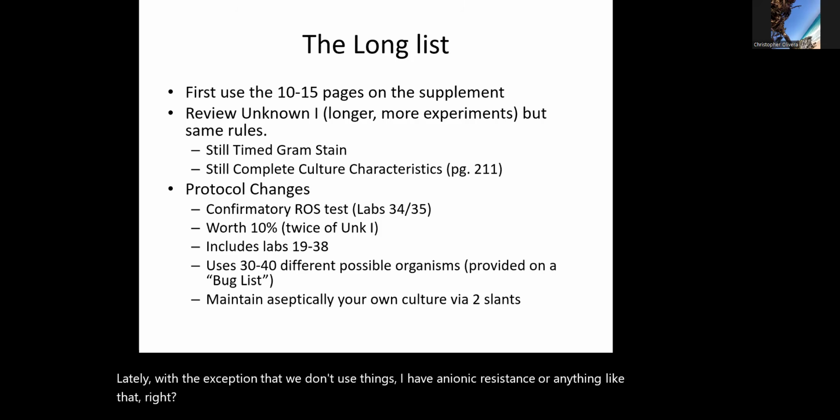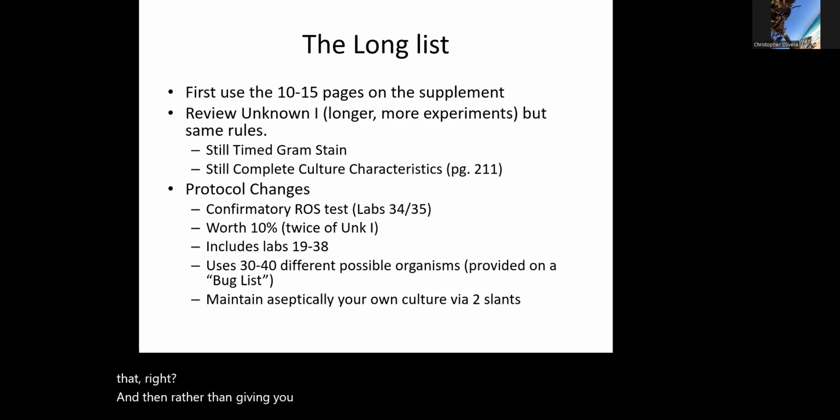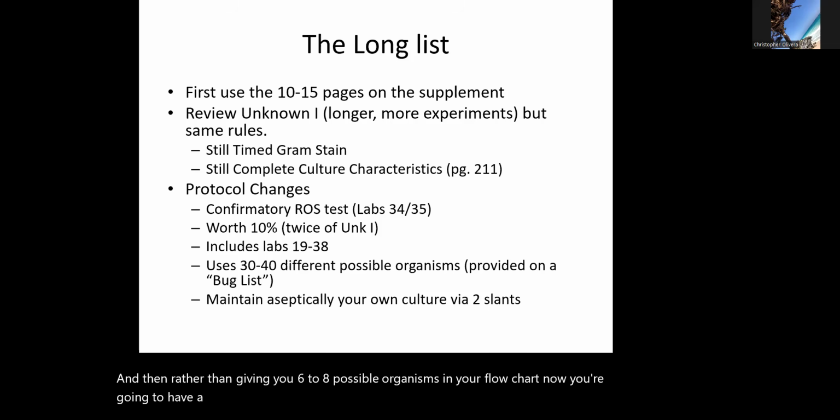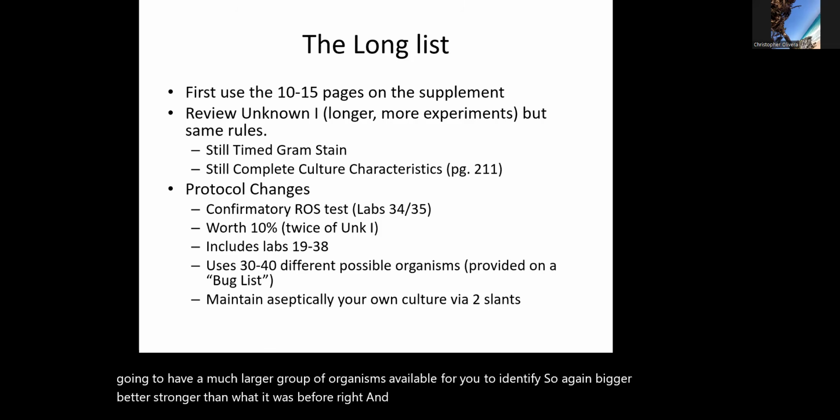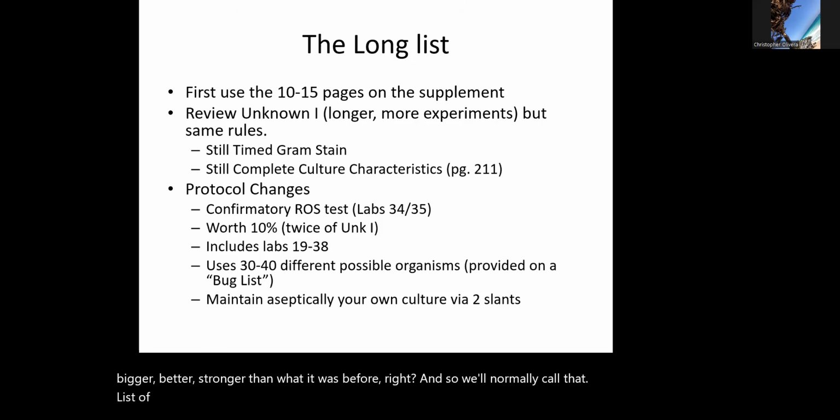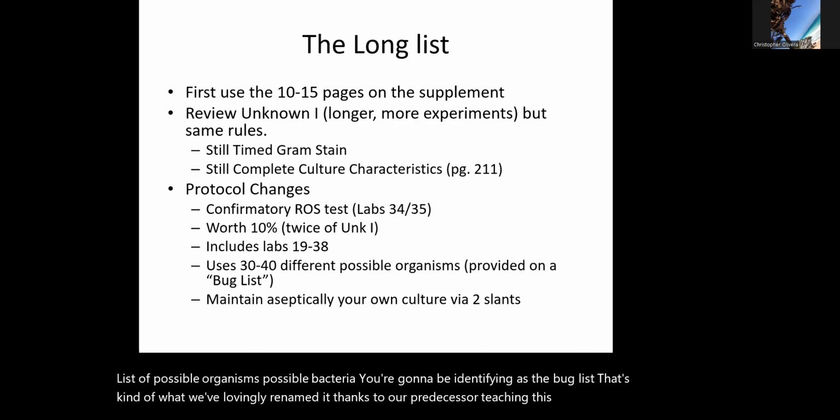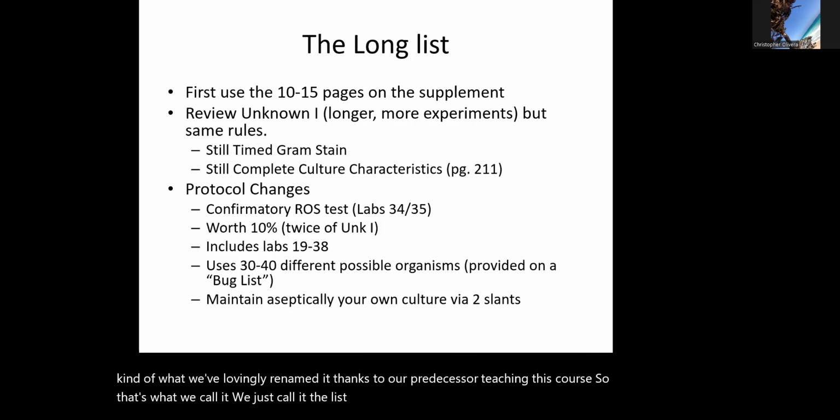And then rather than giving you 6 to 8 possible organisms in your flowchart, now you're going to have a much larger group of organisms available for you to identify. So again, bigger, badder, stronger than what it was before, right? And so we'll normally call that list of possible organisms, possible bacteria you're going to be identifying, the bug list. That's kind of what we've lovingly renamed it thanks to our predecessor teaching this course. We just call the list of organisms the bug list, right?